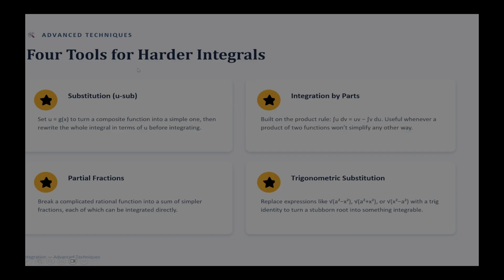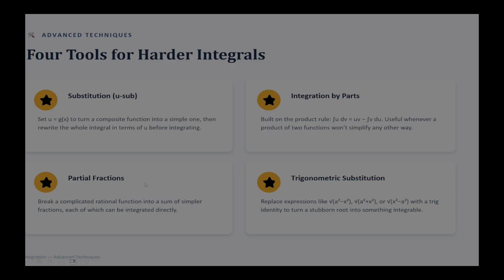Right, the fourth group is harder integrals, some difficult integrals that the tool would normally use substitution for. Because in substitution you set u equal to a g(x) to turn a composite function into a simple one, then rewrite the whole integral in terms of u before integrating. Right? Then integration by parts builds on the product rule. For example, the product rule here, uv. The integral of u dv equals uv minus the integral of v du. Useful whenever a product of two functions won't simplify any other way.